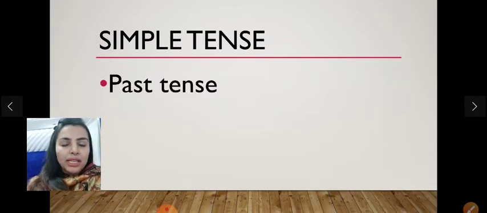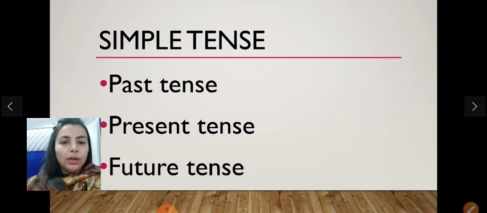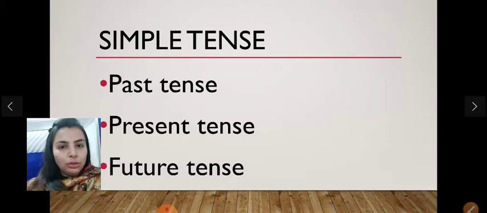past tense. Past means the action was performed earlier, previously. This is called past tense. The second is present tense. Present tense means the action which is performing right now. And the third is future tense, which means the action is going to be performed in the future. So basically there are 3 types of tenses: past tense, present tense and future tense.